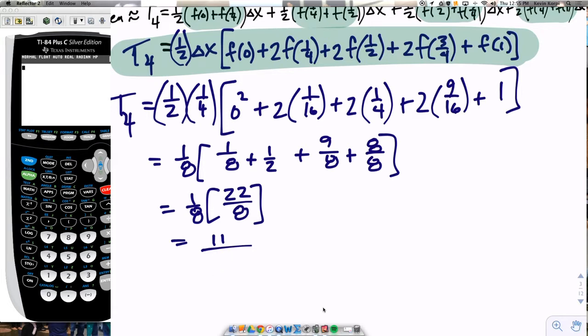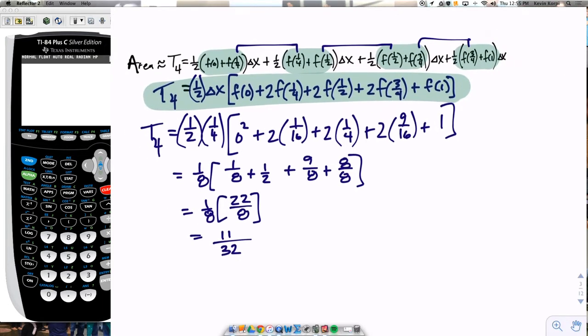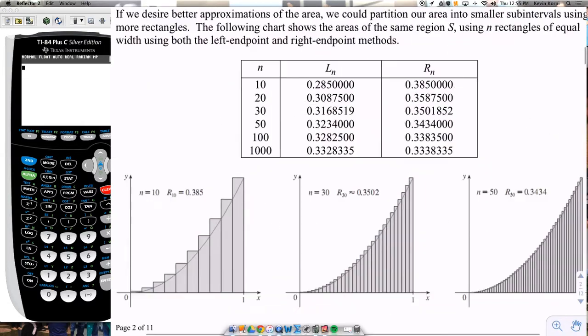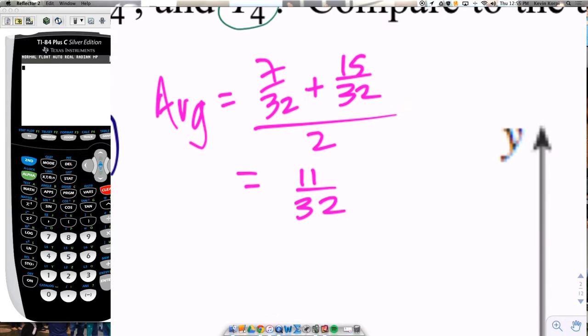11/32. Wow. Okay, a little after lunch blip there. 11/32. How many 32nds? 11/32. There's 11/32. We did that before lunch.